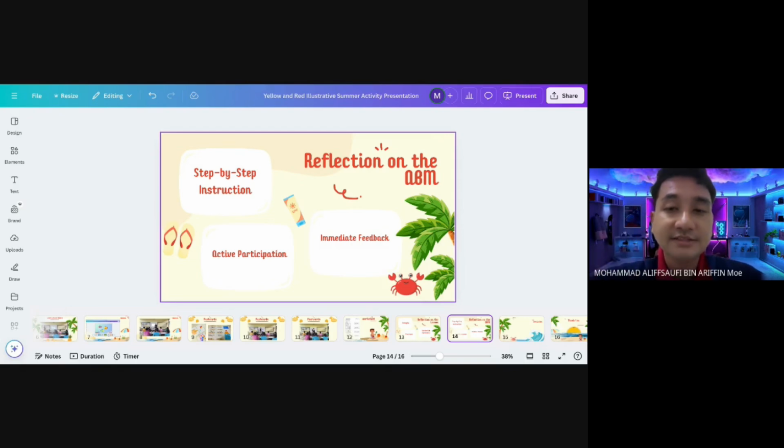ABM emphasizes structured sequential instructions. This was particularly effective for teaching year two students, because we are well aware that year two students are on the younger side of primary school, so their attention span is very short. So we need interesting ABM to grab their attention. The step-by-step approach allowed them to focus on one element at a time.